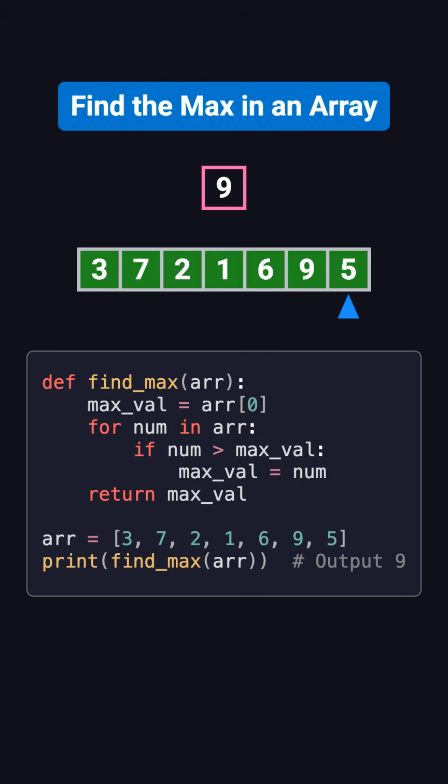In this process, we have to look at every element. If the array has 10 items, we check 10 times. If it has 100 items, we check 100 times. The number of operations grows in direct proportion to the length of the array. That's a textbook example of O(n).